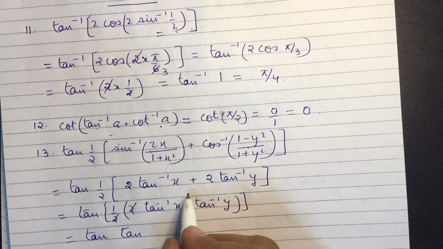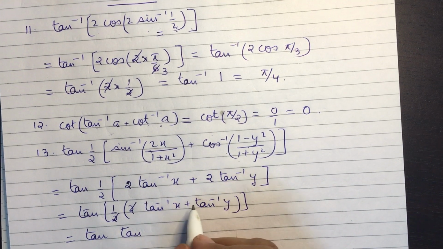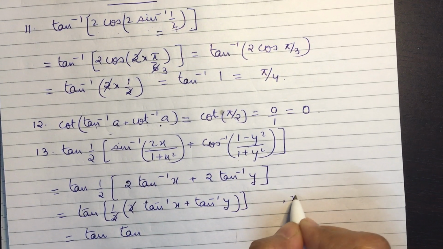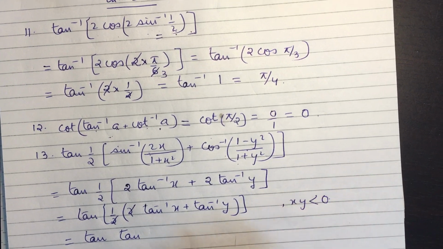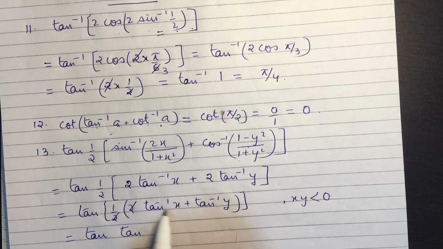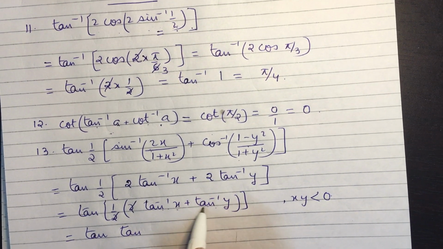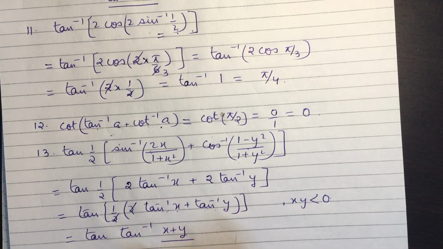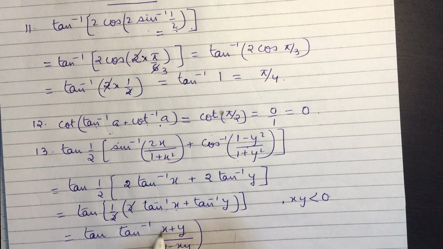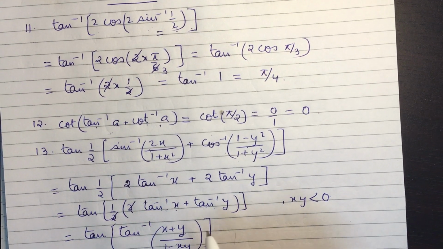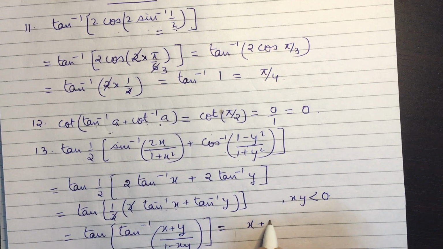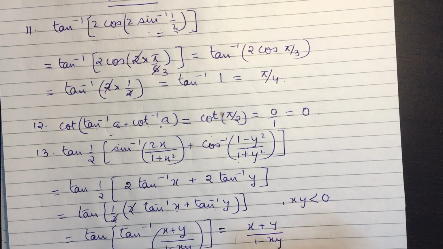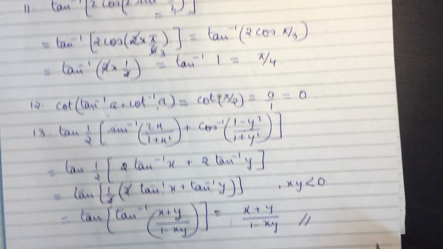Now if you observe in this question, we are given that xy is less than 1, and so the first property can be applied on this, and this will be tan of tan inverse x plus y over 1 minus xy, and this gives us x plus y over 1 minus xy, which is the answer.